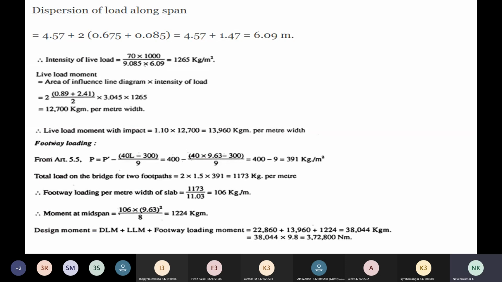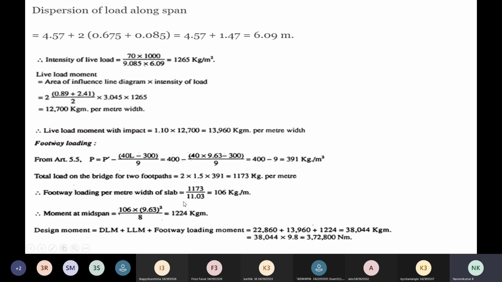The third kind of moment intensity is due to footway loading. So far, the moments due to dead load and live load on the carriageway only we have done. Now the footway moment is also calculated. How is it calculated? As per the IRC recommendation, Article 5.5 from the IRC, they calculate the footway moment. After calculating the load, conventionally the moment is calculated at the midspan due to the footway loading.